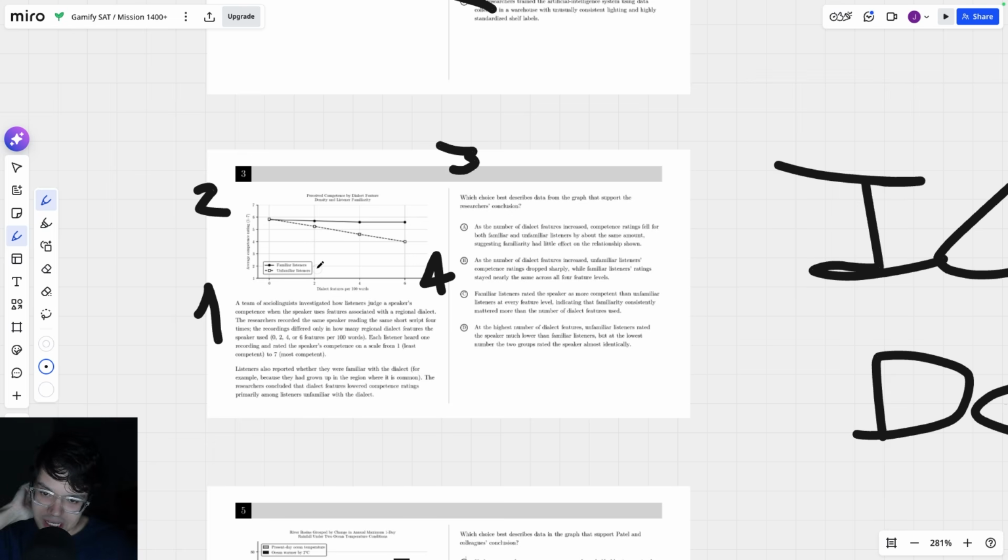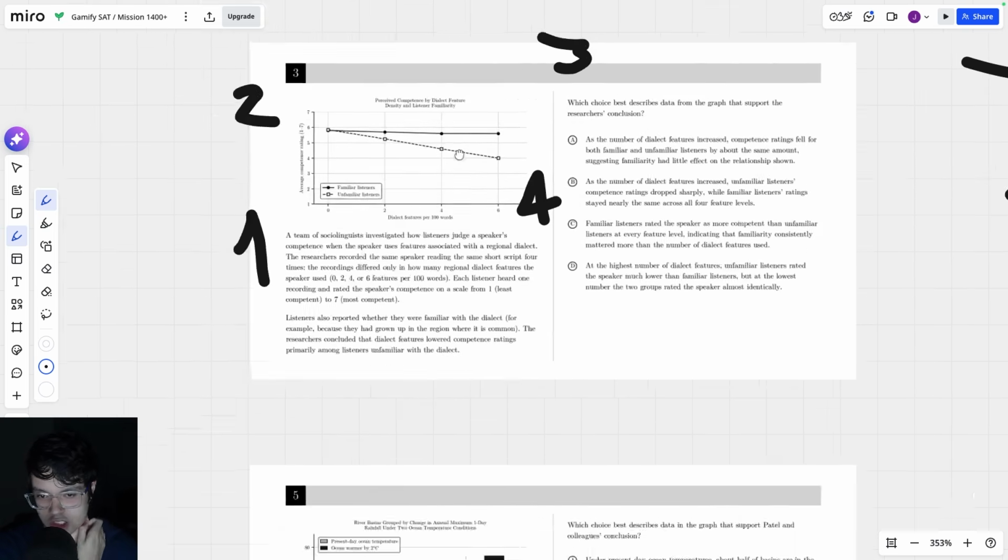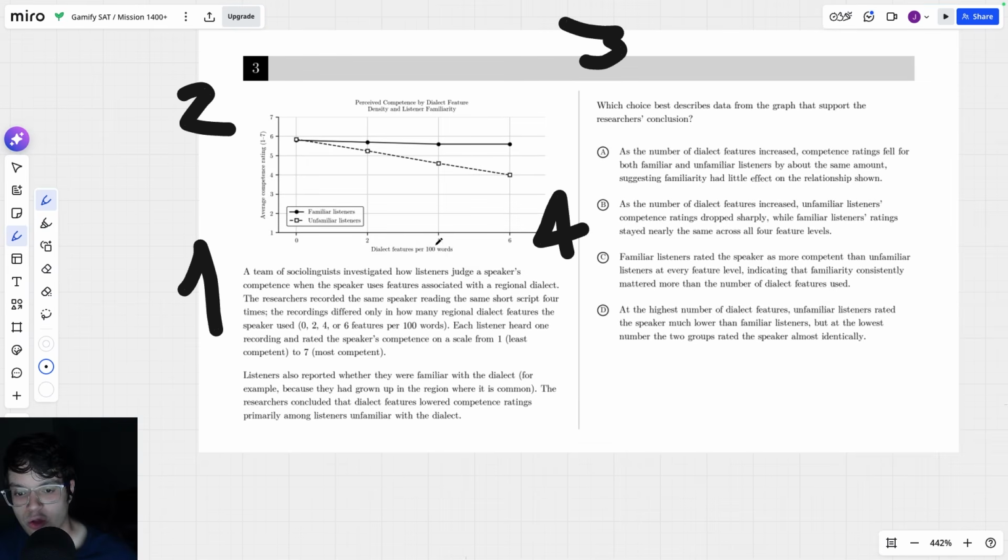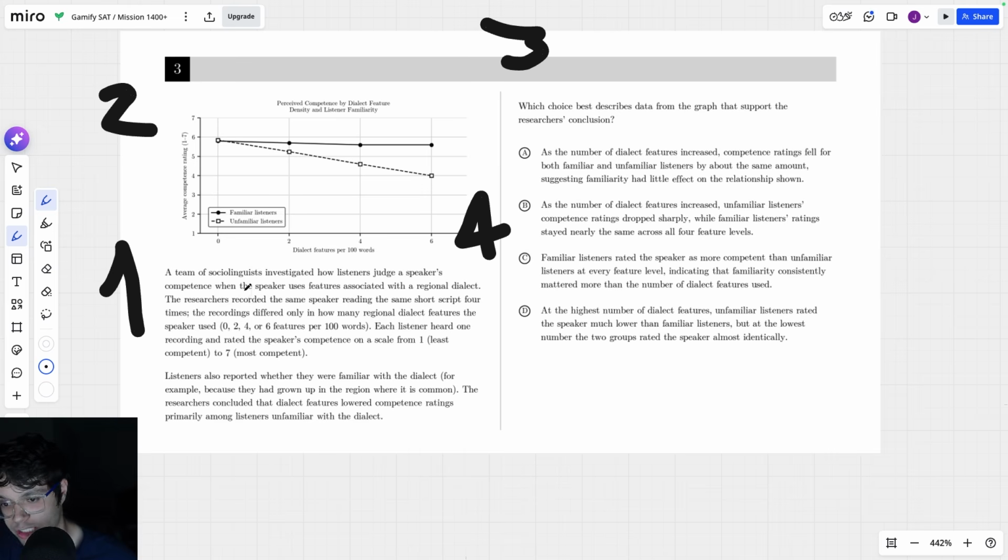Okay, that being said, we have this here for this stuff. And so let me go ahead and solve this question. A team of sociolinguists investigated how listeners judge a speaker's competence when the speaker uses features associated with a regional dialect.